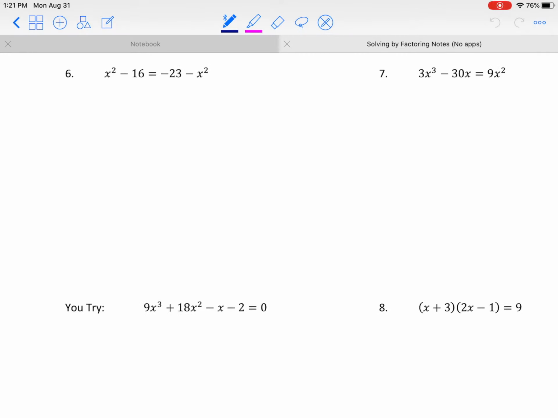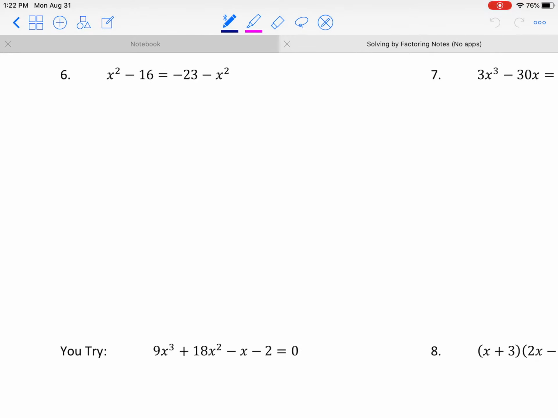Now, number 6 and 7 not set up for us perfectly here. We do have terms in order on the left, but not on the right, and we don't have a 0, which we have to have. So the first step on number 6 is to actually get this in standard form. So I'm going to start by adding the x squared to both sides. If I add the x squared to both sides, that's going to cancel it from here.